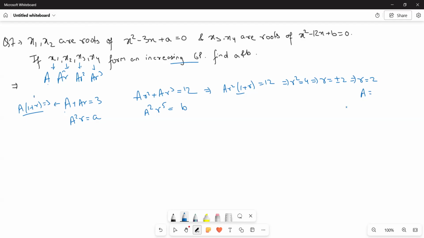Put it here, so A comes out to be 1. So A is 1, R is 2, and how much would be B? B would be 2 to the power 5. 2 to the power 5 is 32. That will be the answer.